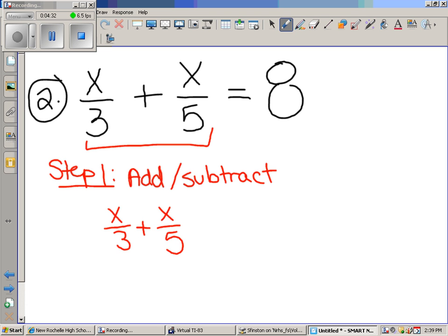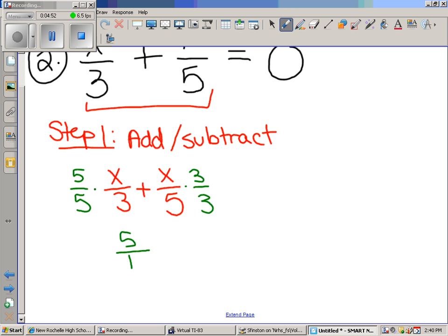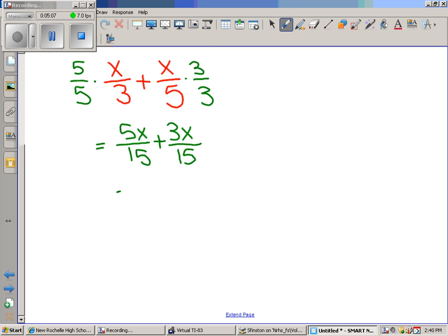You can only add or subtract two fractions when they have the same denominator. What's the common denominator of that? 15, right? And you get that by multiplying this side by 3 over 3 and this side by 5 over 5, so that we get 5x over 15 plus 3x over 15. And so what is that? Okay, this is 8x over 15. Perfect.